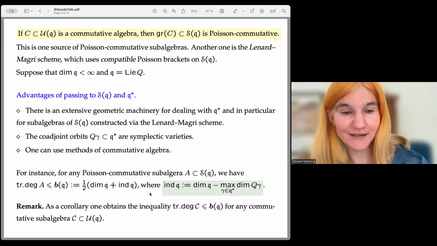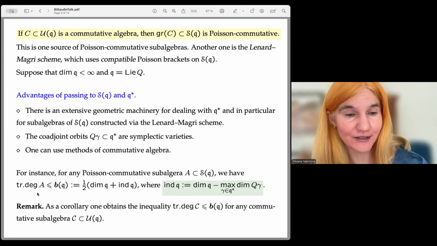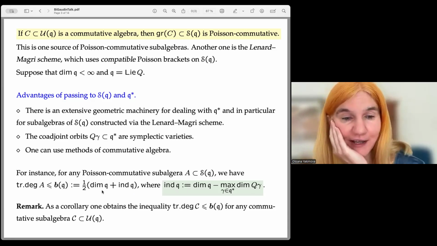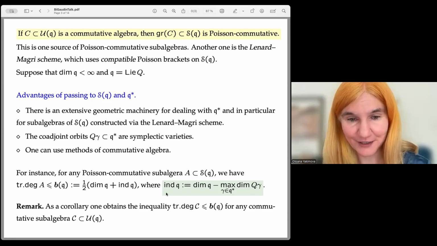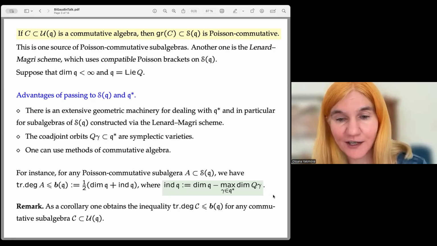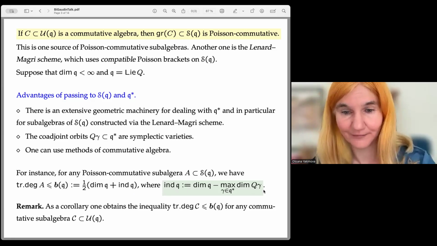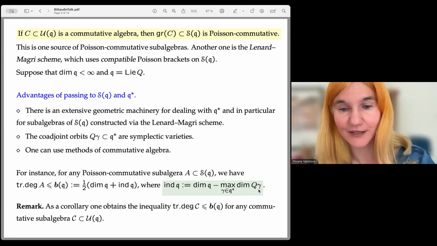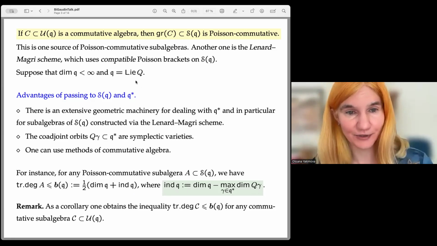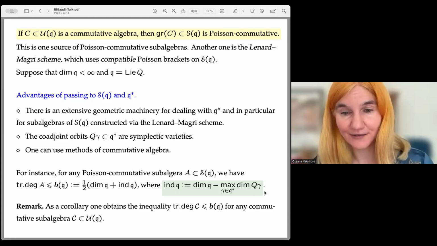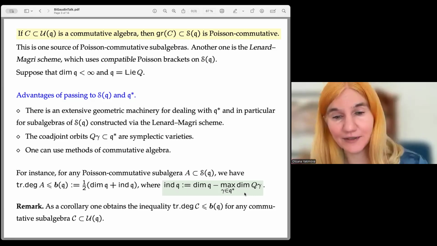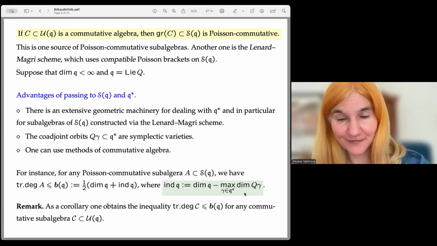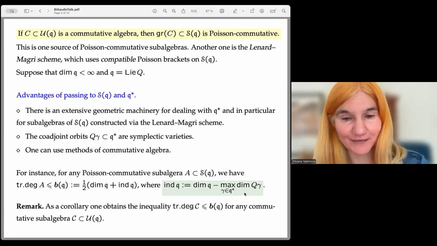For instance, it's quite easy to see that the transcendence degree of a Poisson commutative algebra is bounded by a certain number b of Q, which is 1/2 of the sum of the dimension of Q and the index. Here's the definition of the index. It's the codimension of a generic coadjoint orbit. Gamma is a point in the dual space, Q is a Lie algebra, and there is the Lie group corresponding to Q. This is a coadjoint orbit, and I take the maximal possible dimension of a coadjoint orbit, meaning I'm taking a generic object, a generic orbit.